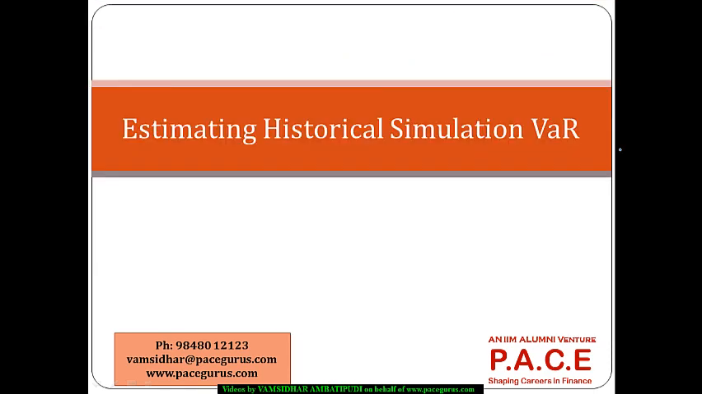Now let's try to understand the estimation of historical simulation VaR, a brief overview of that. Value at risk is one of the major non-parametric approaches. We would like to find out what are the ways in which I can estimate this non-parametric value at risk, in a very simple understanding to start with.